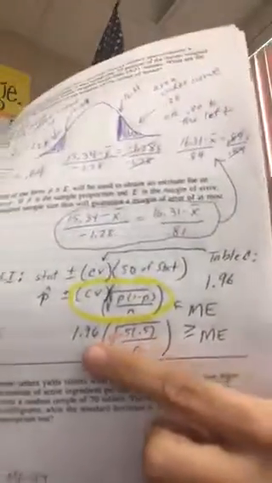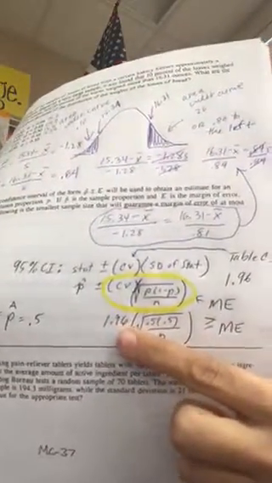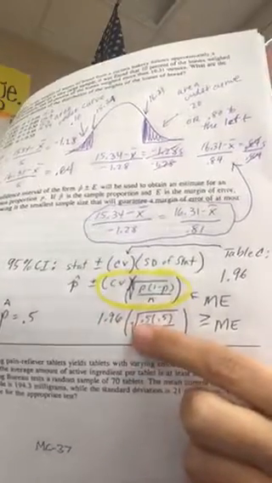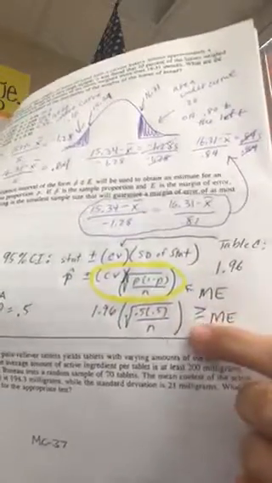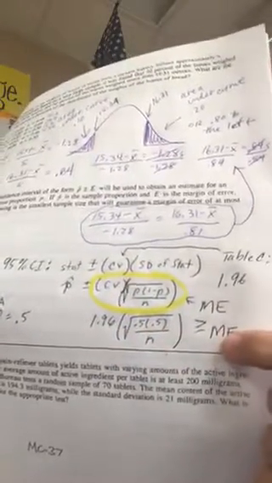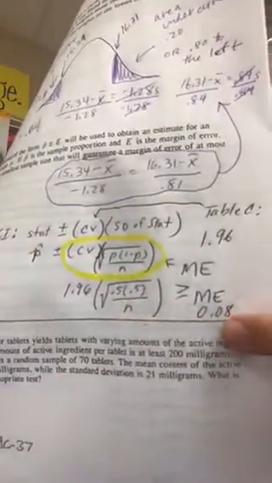Now remember, I'm solving for n. So I need to have this value be greater than or equal to my margin of error. And so I add that to my formula, 1.96 times 0.5 times 0.5 divided by n, take the square root of all that, has to be greater than or equal to, because I'm trying to be conservative, my margin of error. Now they told me my margin of error is 0.08. So I can plug that in, and now I got to do algebra.